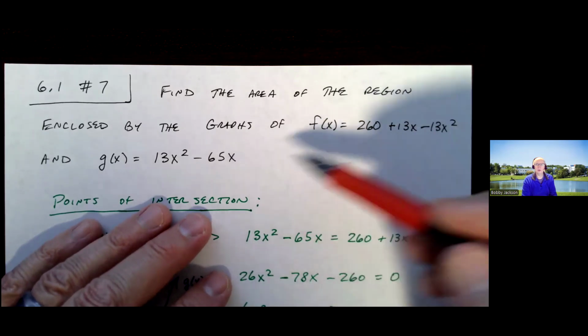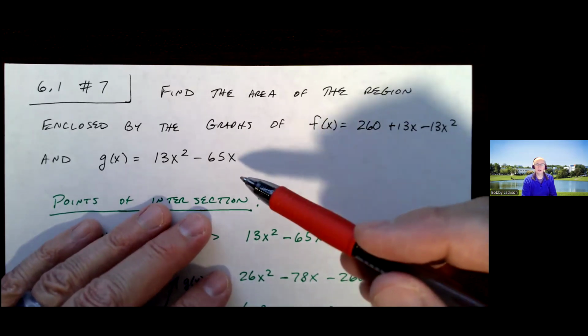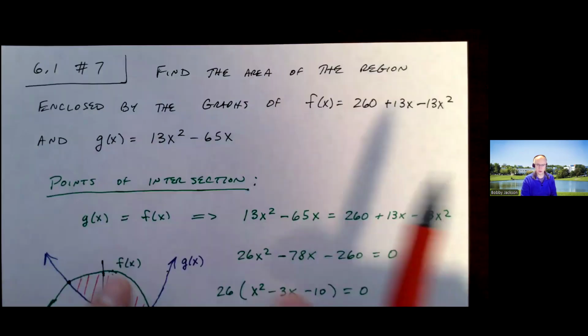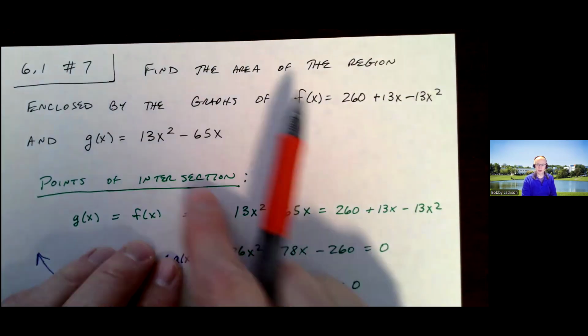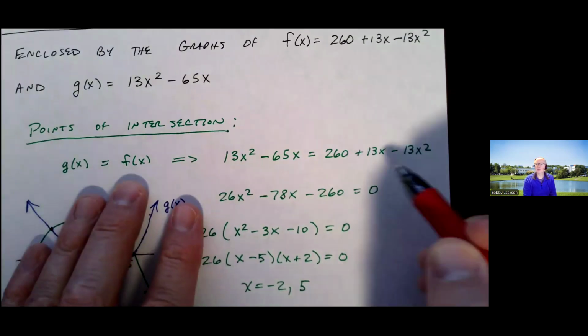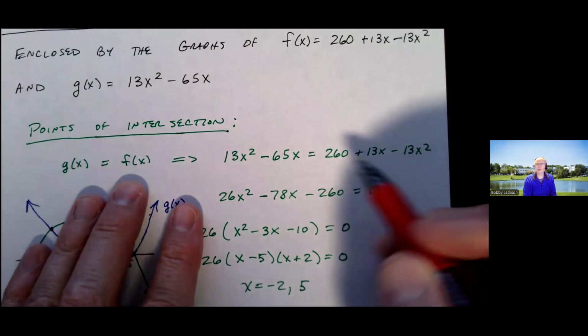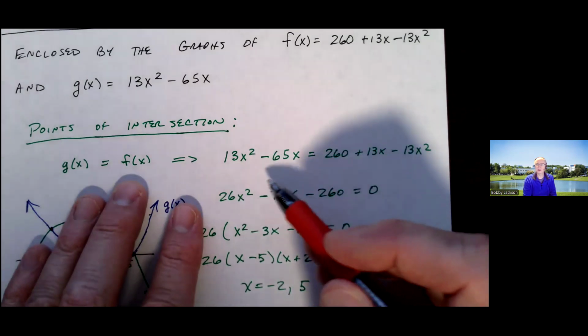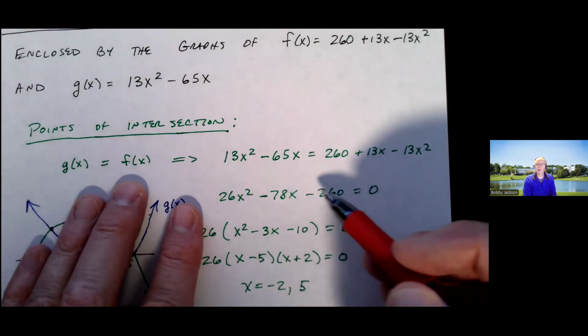Again, I want to find the points of intersection in this case. So I'm going to equate the outputs of these two functions together. So g of x equals f of x. G of x is here, f of x is here. And I'm going to set this equal to 0. So I'm going to add 13x squared, which makes this 26x squared, subtract 13x, and subtract the 260.